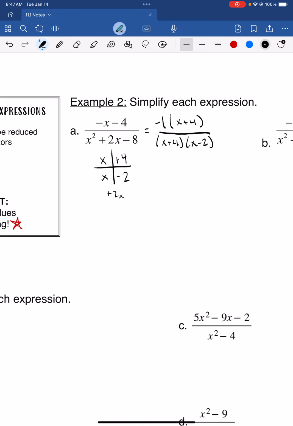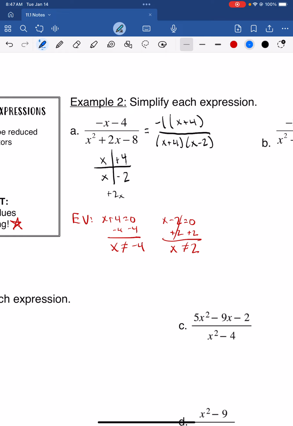All right. Now for our excluded values, I'll do those down here where I have some more room. You're just going to take each of these and set them equal to 0. So I have x plus 4 equals 0 and x minus 2 equals 0. So -4 minus 4. X cannot equal -4. And then plus 2 and plus 2. X cannot equal 2. So those are going to be our excluded values. That'll come more into play when we get into some solving.